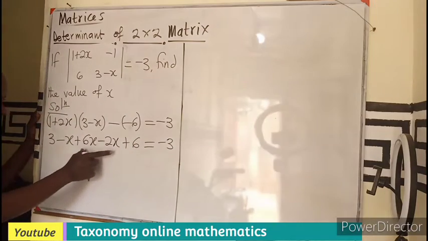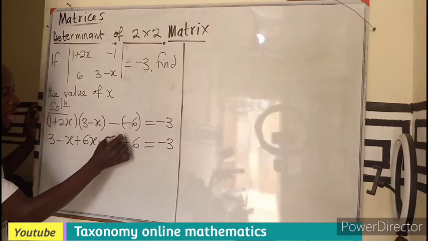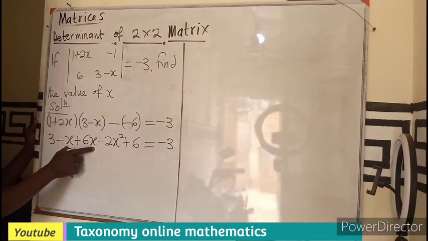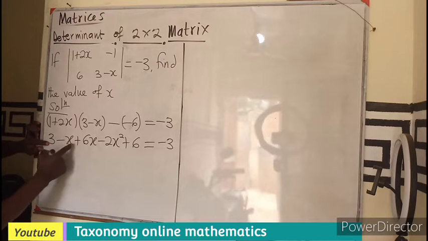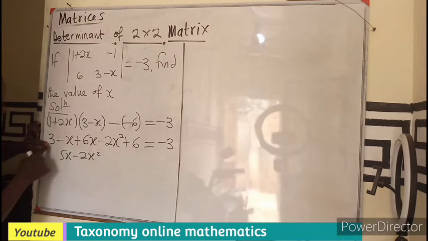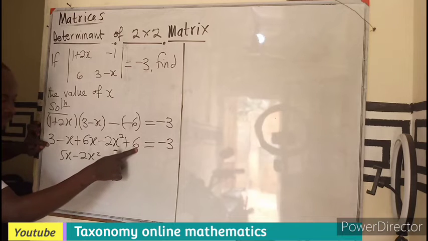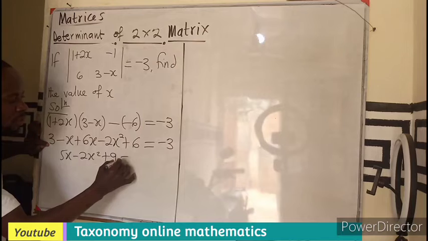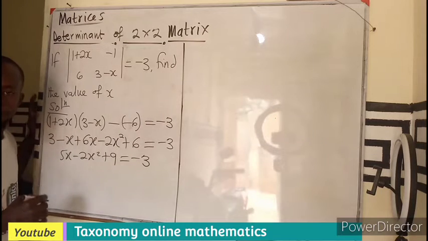So let's see how best we can solve this here. This is squared. x times x is x squared. So the only common factor here is this. So we'll be having, if I compute minus 1 plus 6, that gives me 5x minus 2x squared. 3 plus this will give me what? 9. So 9 equals minus 3.